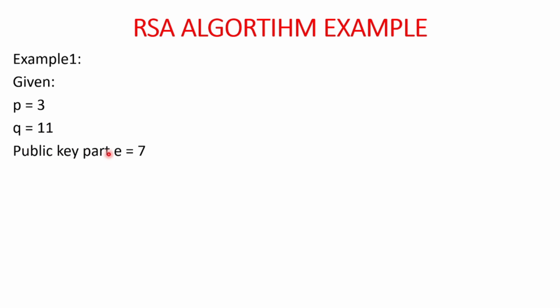Then the public key part is given, that E is a public key. It is a part of the public key. E equal to 7 will be given. Either the public key will be given or the private key will be given. One key will be given in the problem itself, otherwise you won't be able to solve the problem. At least one key will be given, and based on that one key you can find the other key. So the public key is given in our problem.